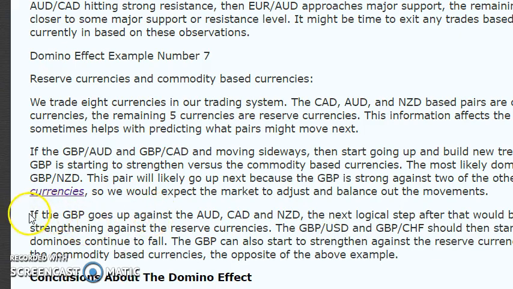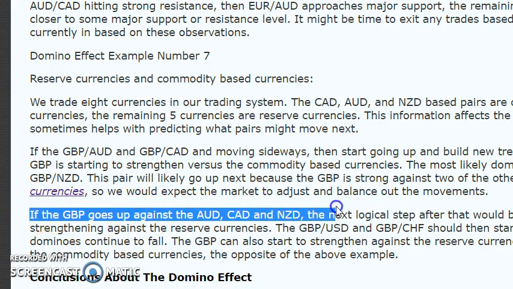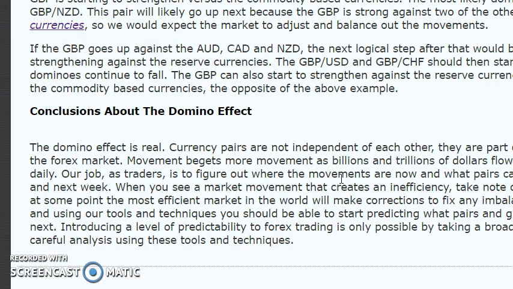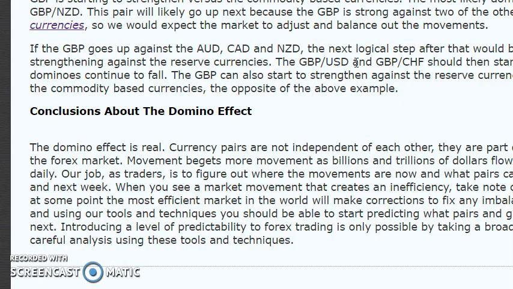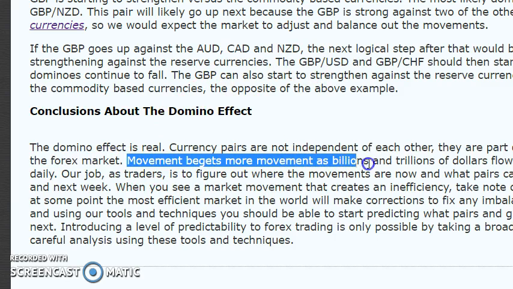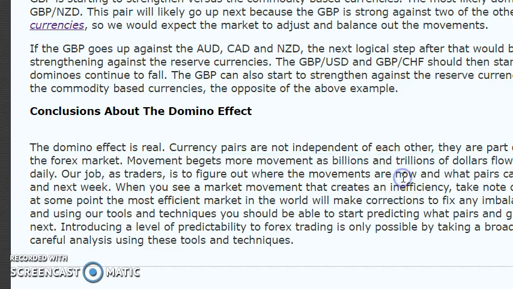now this is not at all how Forex traders think. Forex traders look at one pair, they have technical indicators on it, and they're not even looking at any of this stuff. And they don't have any type of logical clue at all as to why currency pairs are moving the way they do every day, or why they're choppy. But the fact of the matter is that movement begets more movement, because you have billions and trillions of dollars flowing in and out of these currencies every day.